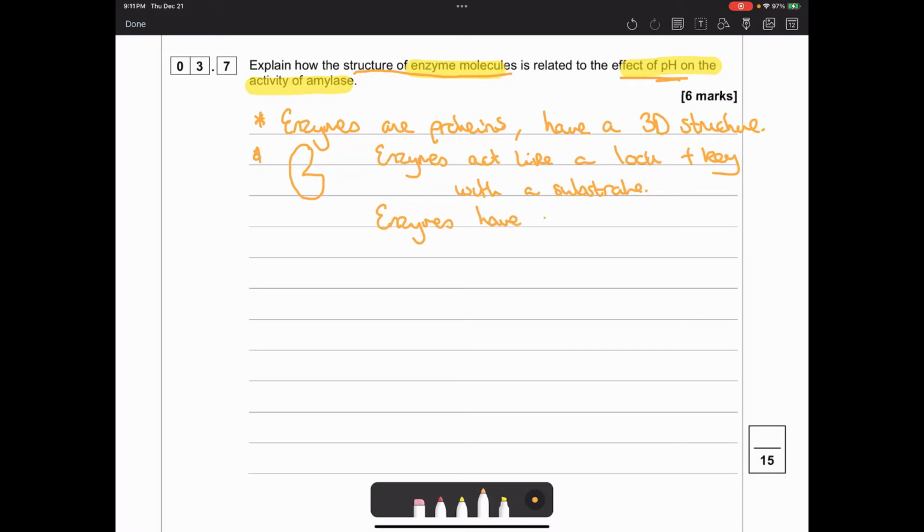Enzymes have an active site, so the part of the enzyme where the substrate fits in is called the active site. And remember, substrate is just the food or the component or the molecule that goes into the active site. So you've got the active site, and then you've got the substrate. So enzymes have an active site where the substrate enters.